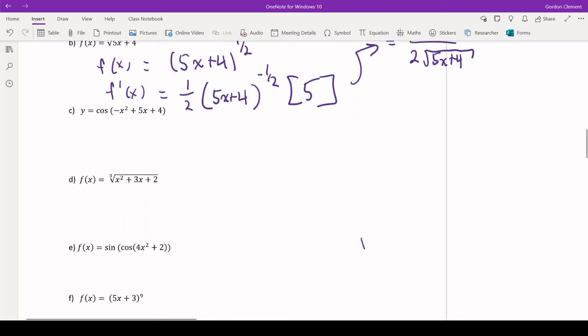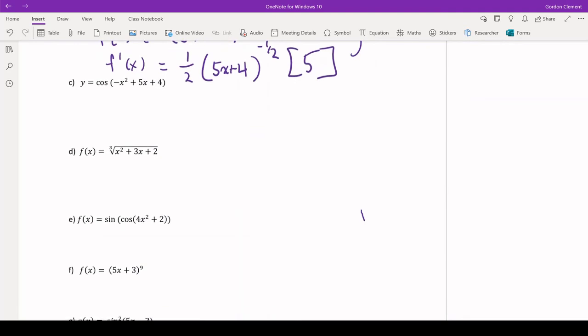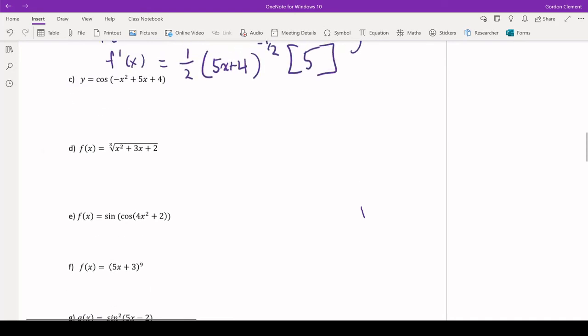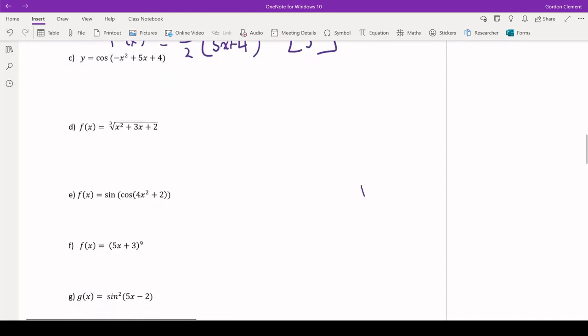So you can pause the video here. You can try and fill in the rest, and then I will go through them when you've unpaused. So I'm going to keep going, but you pause now. See if you can use this chain rule to make these happen.